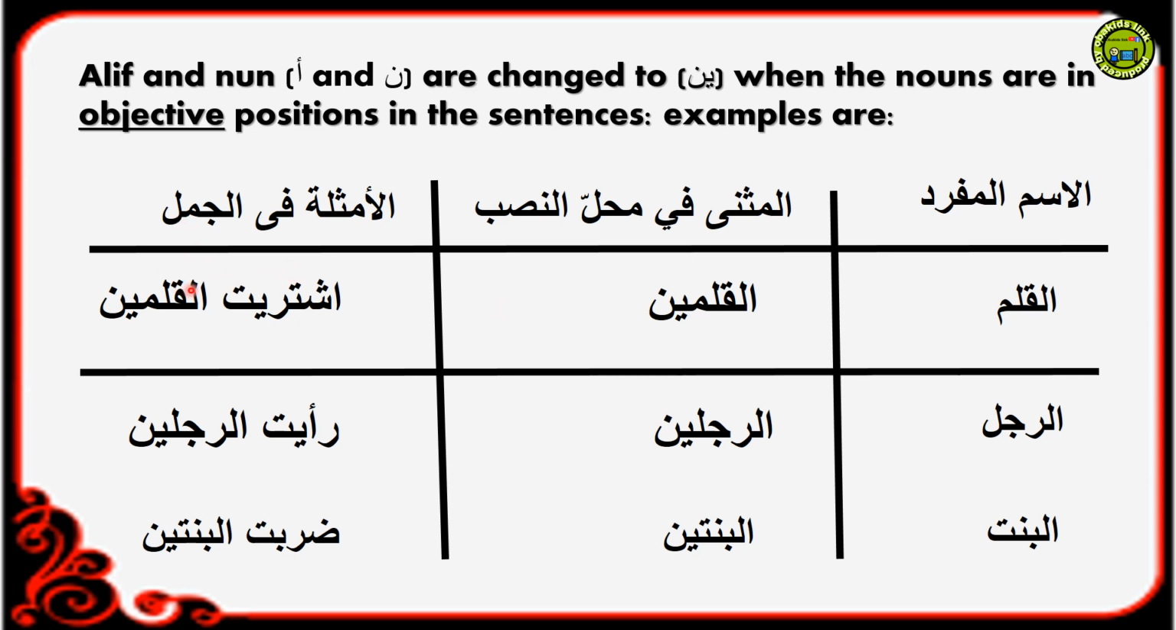Ishtaraitu al-qalamain, I bought the two pens. Al-rajul, the man. Al-rajulain, the two men. Ra'aytu al-rajulain, I saw the two men. Al-bintu, the girl. Al-bintaini, the two girls. Darabtu al-bintaini, I beat the two girls. So the dual nouns in the position of object are al-qalamaini, al-rajulaini, and al-bintaini.